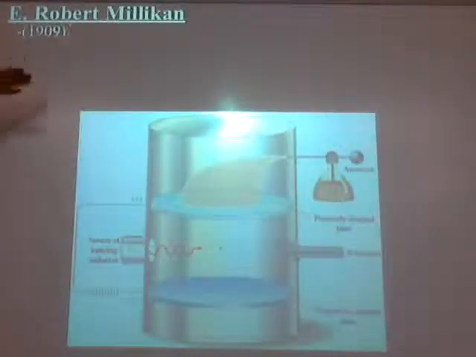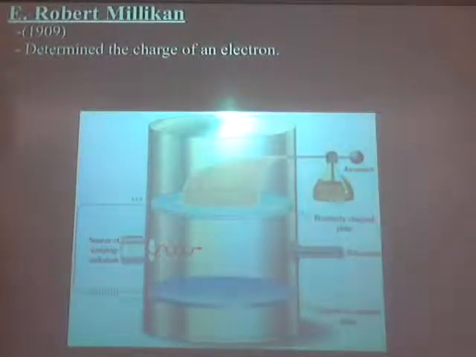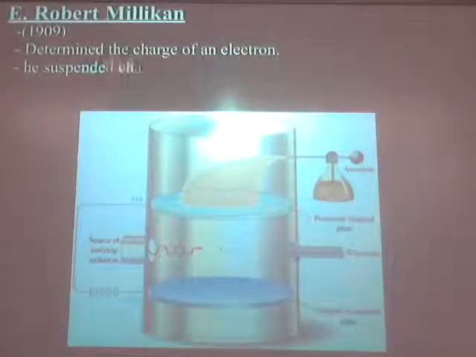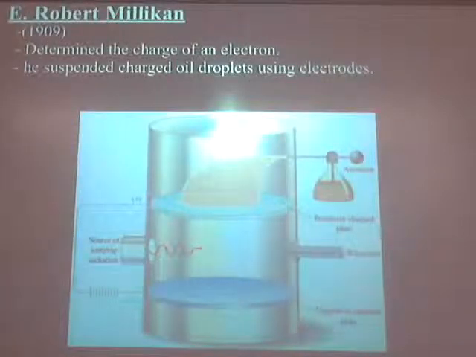So he worked around 1909, just right after Rutherford. He worked right after Rutherford, and he determined the charge on an electron. So not only do we know about the existence of these particles from Thomson and Dalton and Rutherford, but we now know we can even tell the charge on an electron, by indirect measurement, doing these kinds of things. And again, I've got these pictures also on that paper I'm going to give you in a little bit. Okay. So what Millikan did, he determined the charge of an electron, suspended a charged oil droplet using electrodes.